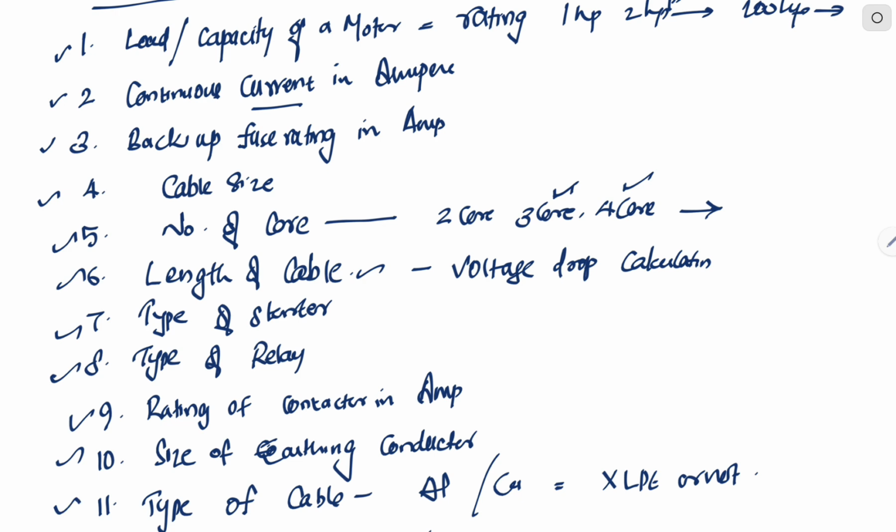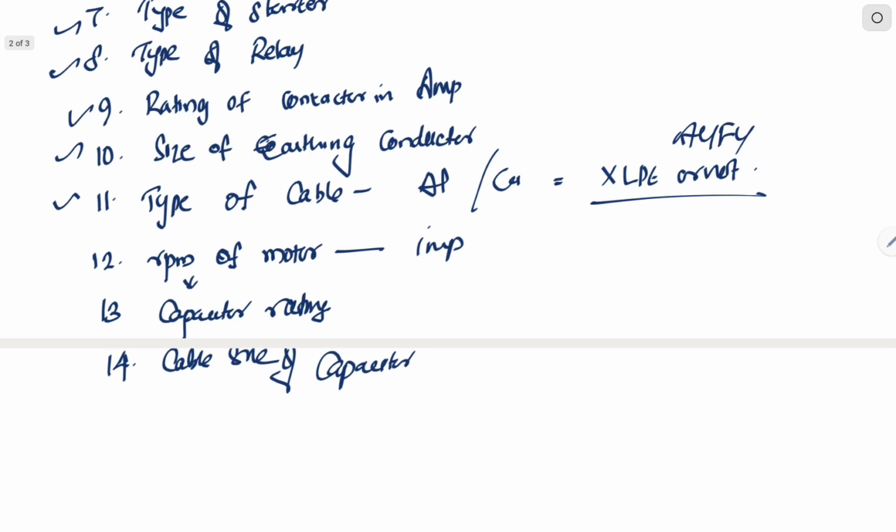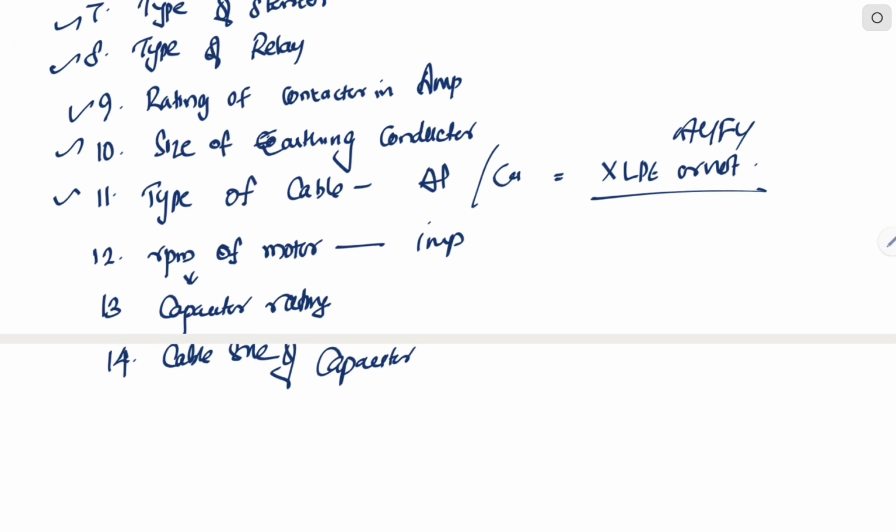Then type of cable, whether aluminum or copper, whether XLPE cables, we must go for it. And the RPM of the motor has to be understood so that we can select the capacitor and the cable size of the capacitor. So these are the 14 important points to be taken into consideration while designing an industrial electrical part. The majority of the load will be induction motors, as we discussed earlier.